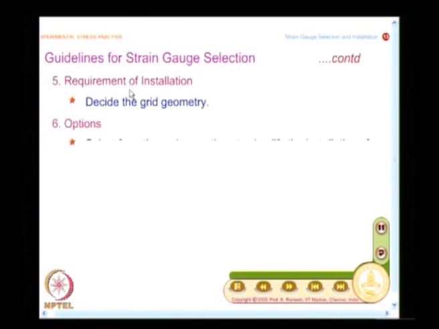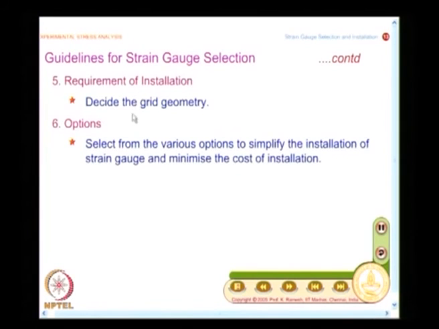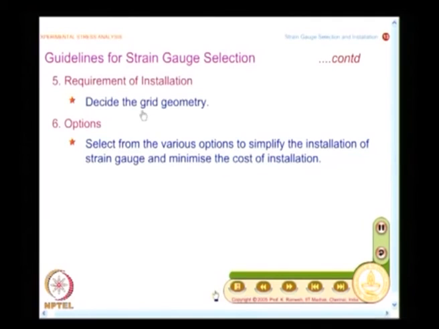See, this you may ignore. Many times you say, I am not going and installing, only my technician is going to install, let him face the music of difficulties in installation. If you leave it, you do not have a confidence on the strain measurement. You will also have to look at difficulties in installation as an issue and decide the grid geometry.